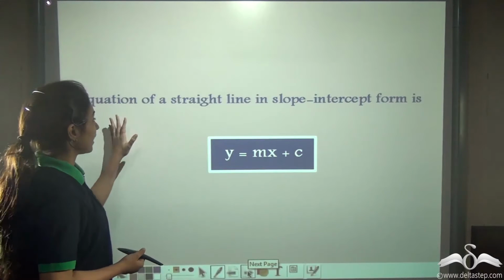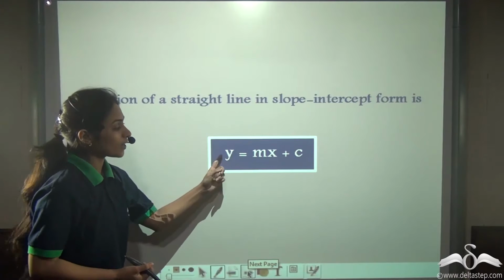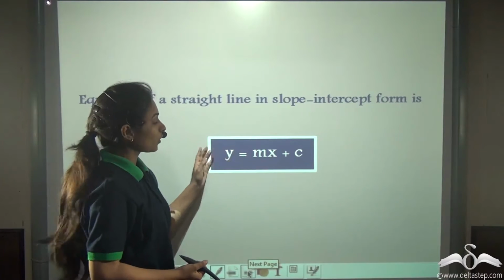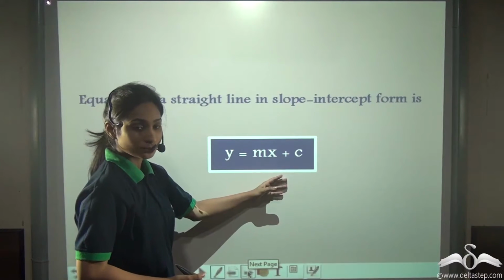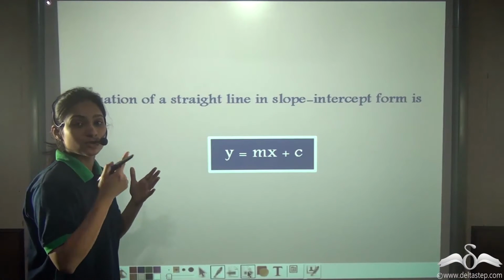First, recall that the equation of a straight line in slope-intercept form is what? y = mx + c. So we will use this to find out the equation of the straight line which passes through 2 points.